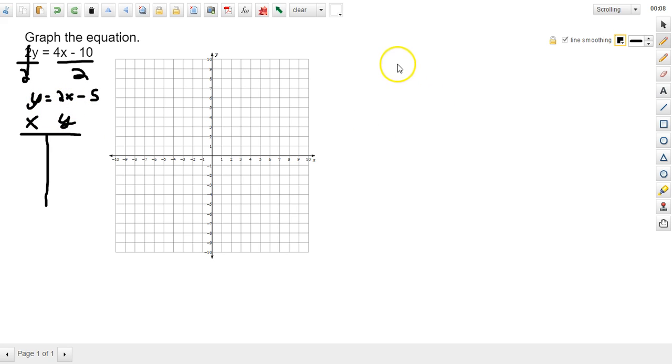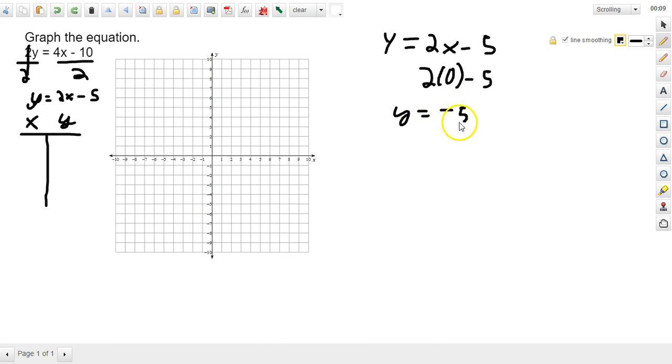So we have this equation over here. I'm just going to write it over here so we have a little bit more room to play with. So I'm going to plug in a value for x, and so I'm just going to choose 0, as I said. So, because any number multiplied by 0 is what? Of course, 0. So now that 2 times 0 is 0, and that just leaves us with a negative 5. So now I have a point: 0 and a value for y.